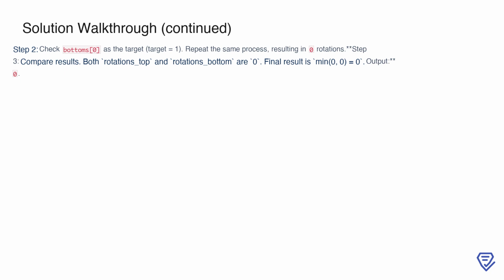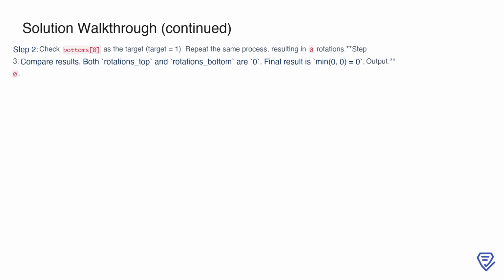Inside count_rotations, target equals 1, we iterate through all dominoes, and since all the top elements are already equal to the target, no rotations are needed. Both top_rotations and bottom_rotations remain 0. The minimum rotations for this target are min(top_rotations, bottom_rotations) equals 0.